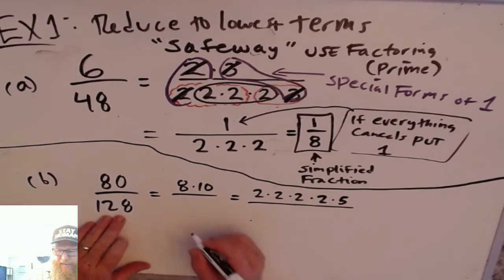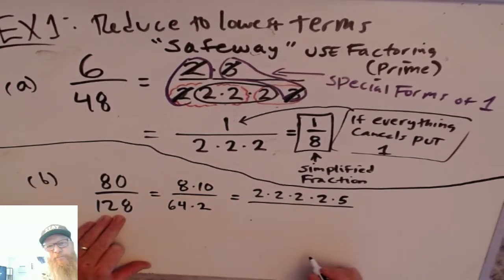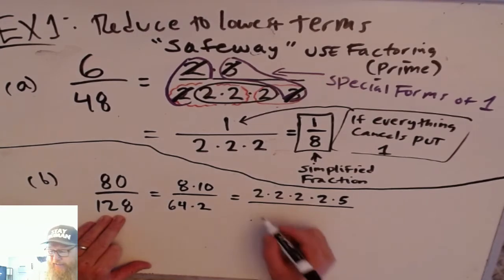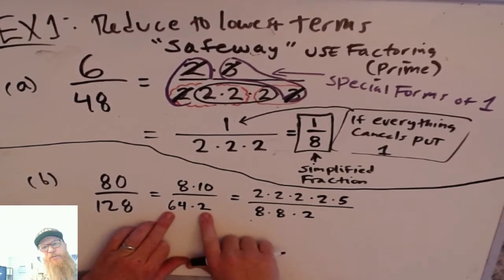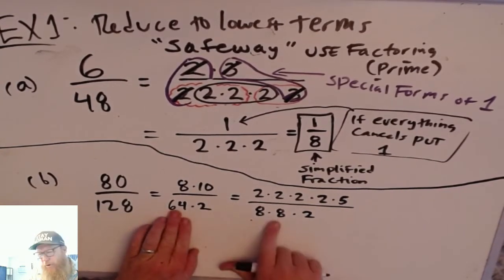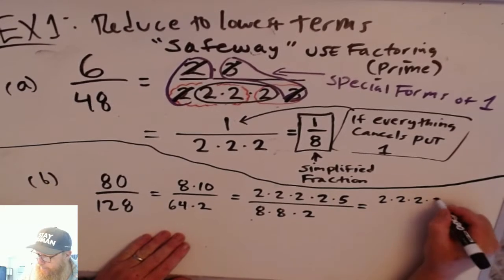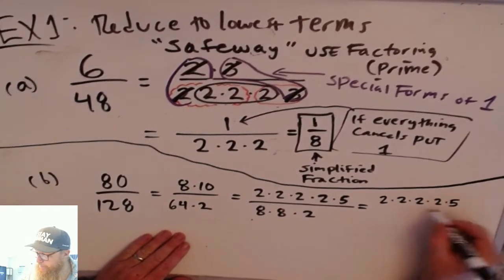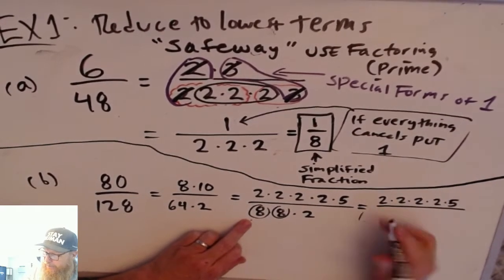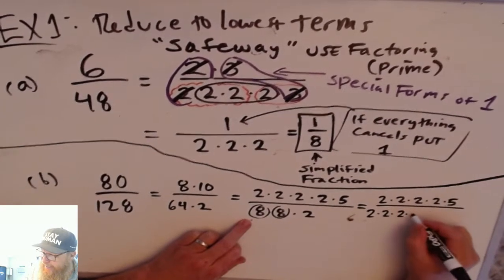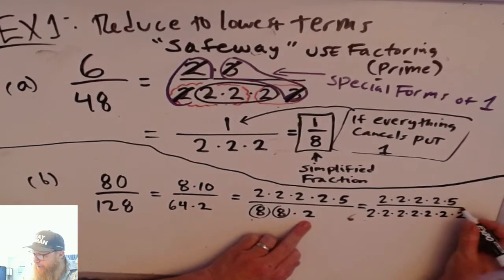All right, 128. 128 is 64 times 2. 64 is 8 times 8. And then times 2. So the 64 becomes 8 times 8. And now each one of these 8s becomes 3 2's. So altogether, I'm going to have 6 2's. 1, 2, 3, 4, 5, 6, plus this extra 2, so 7 2's.